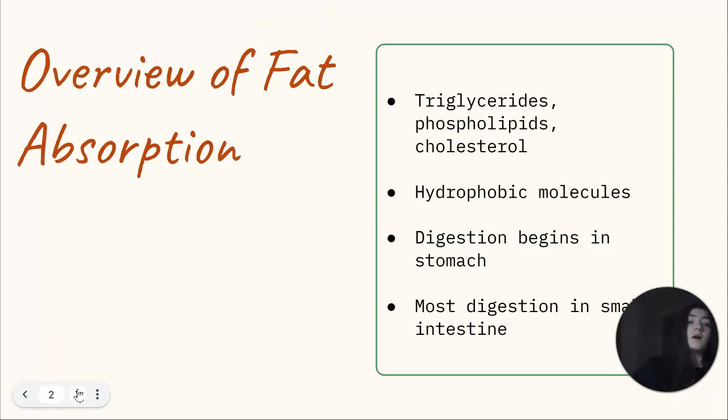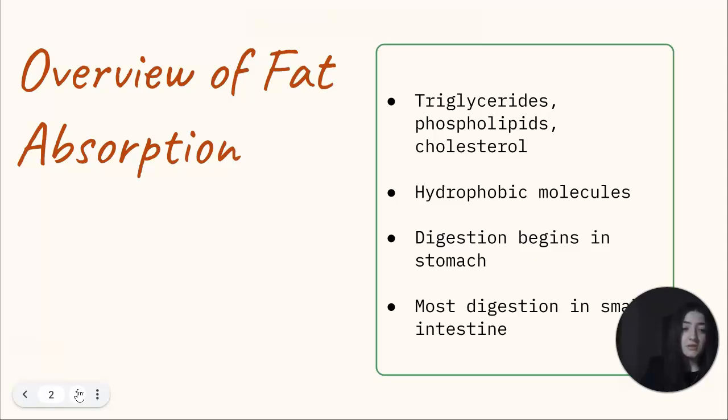So I really want to start off talking about the overview of fat absorption. And to start out, dietary fats are primarily composed of what we call triglycerides, along with phospholipids and cholesterol. So these molecules are mainly used for energy storage, hormone production, and cell membrane structure. But their hydrophobic nature means that they can't be dissolved in water-based digestive fluids like carbohydrates and some proteins might.